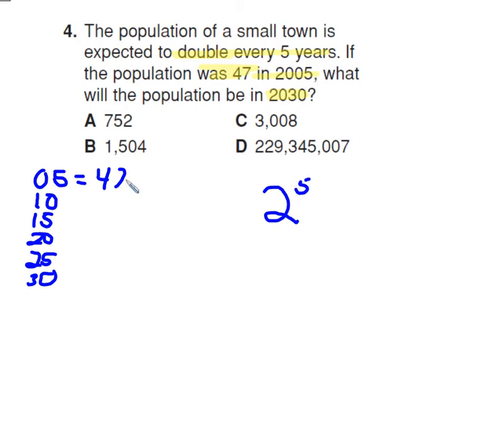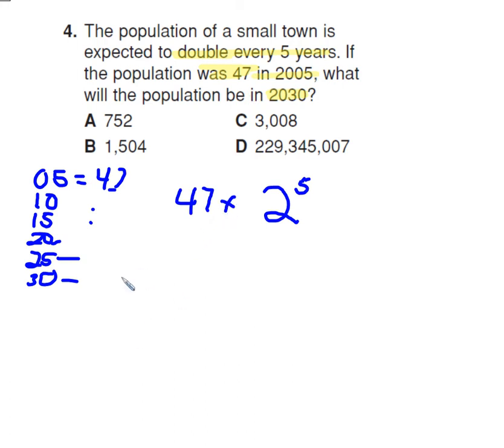Notice I didn't count this as 1. This was our starting point. So it doubles once. That's 2 to the 1st power, 2 to the 2nd, 2 to the 3rd, 2 to the 4th, 2 to the 5th. Okay. So we have 47 times 2 to the 5th.